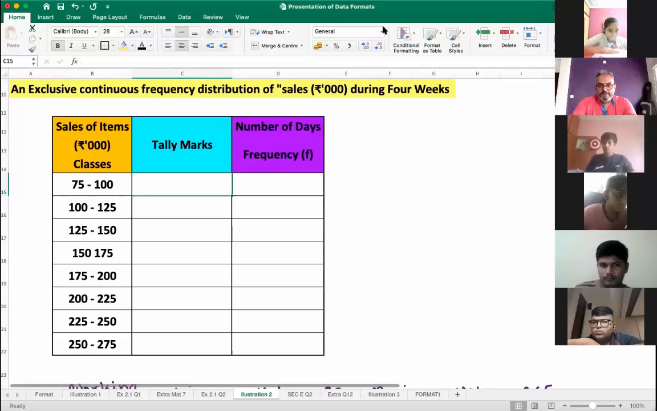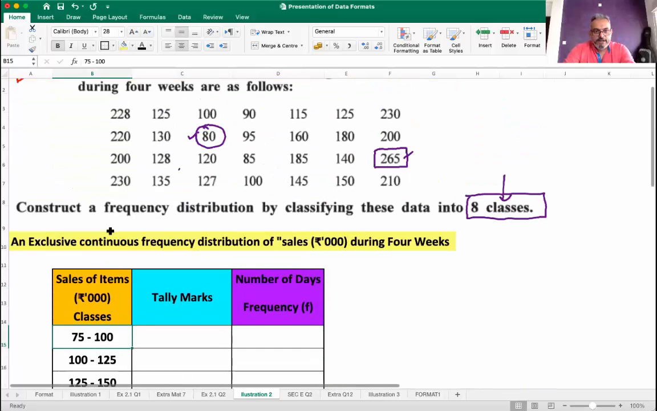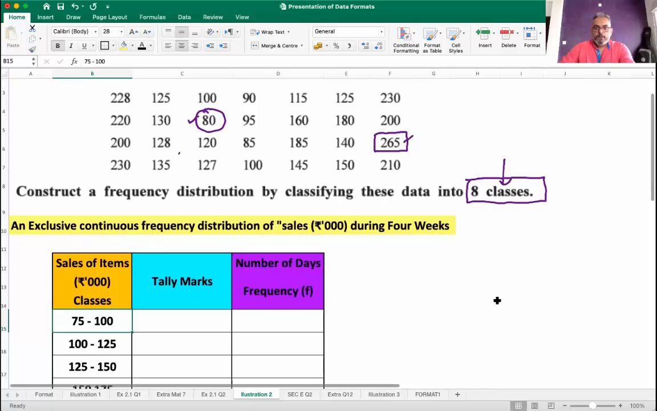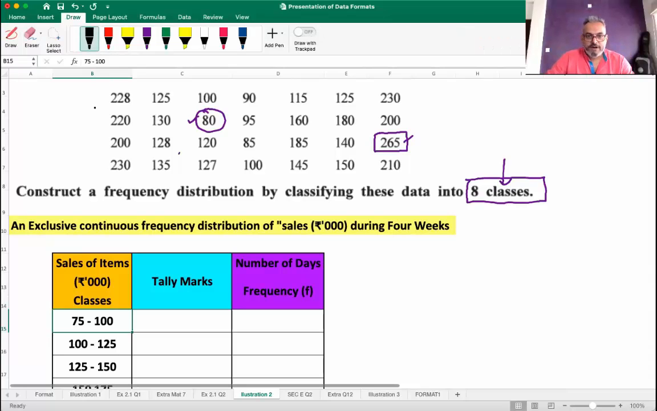All ready with the question? Now, let's start putting tally marks. Now, it is not inclusive, it is exclusive. So be careful for these upper limits, 100, 125, 150. Those who have joined today and were not present in the last lecture, whenever you do tally marks, once a tally mark is done, you cancel it, so that there is a complete track of what is done and what is pending.